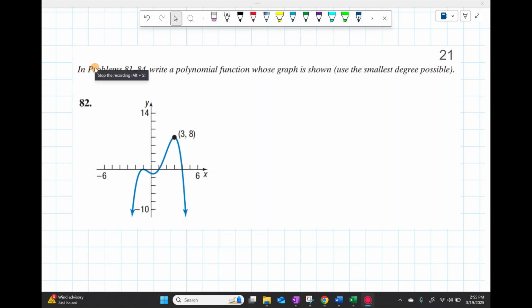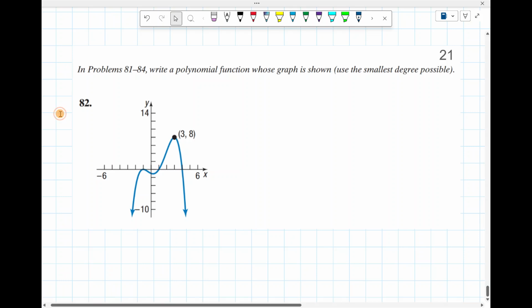In this video, we are going to discuss how to find the equation of a polynomial function given its graph. And in particular, in this case, we are going to try to find the polynomial function that has the smallest degree possible. Let's go ahead and get started.